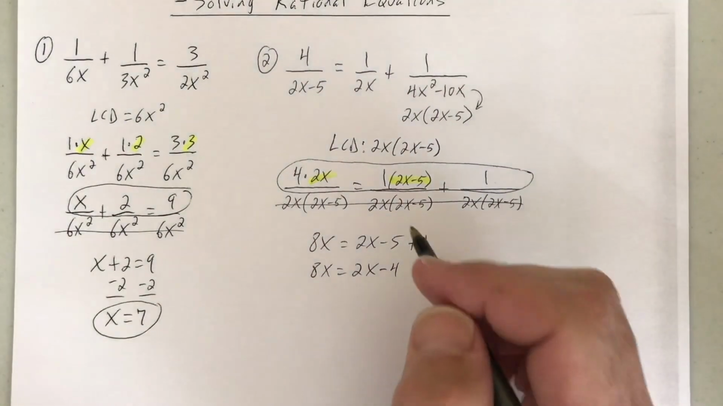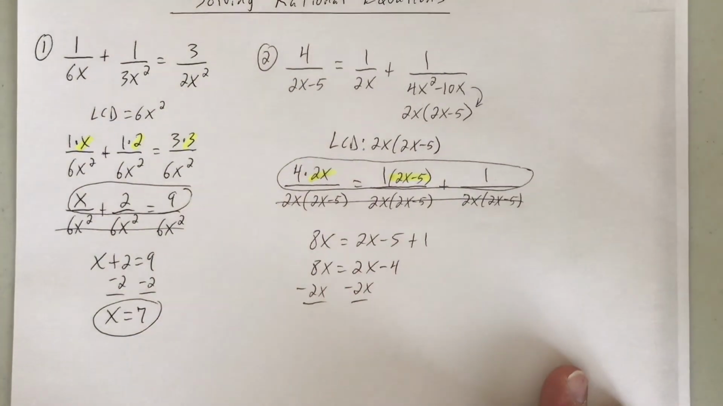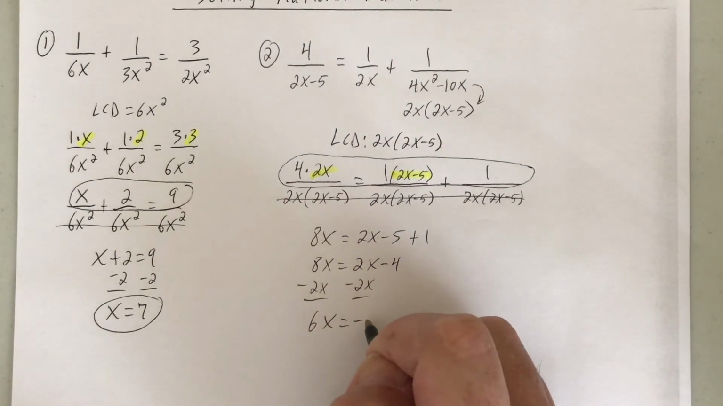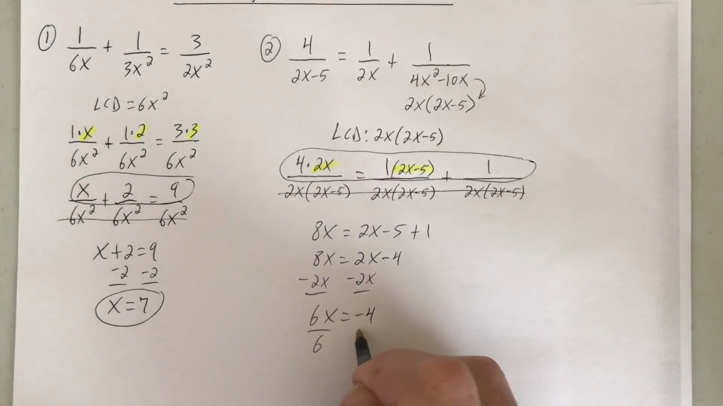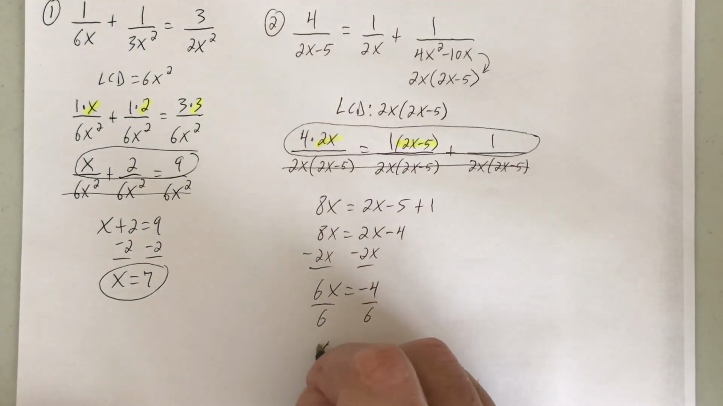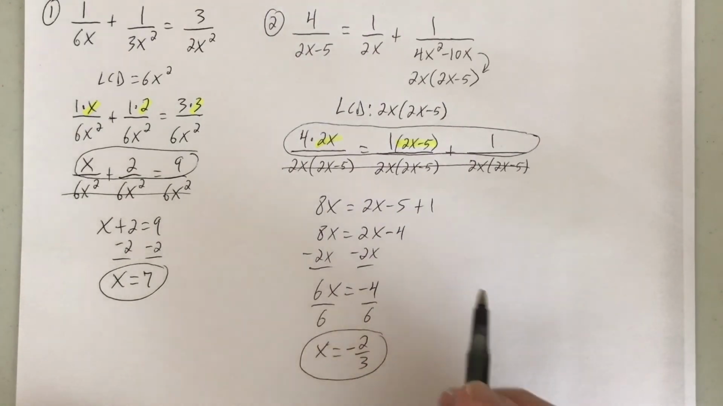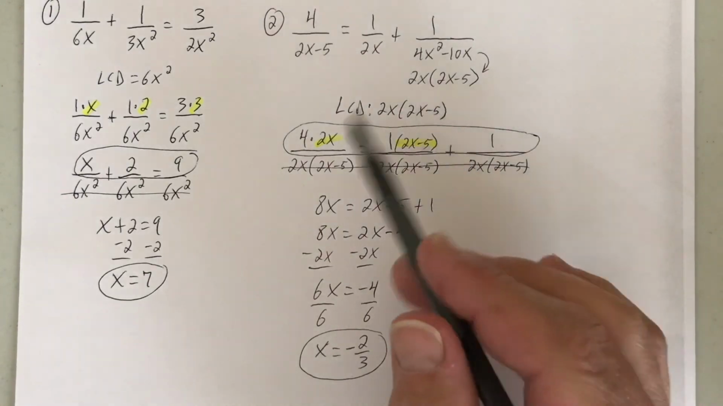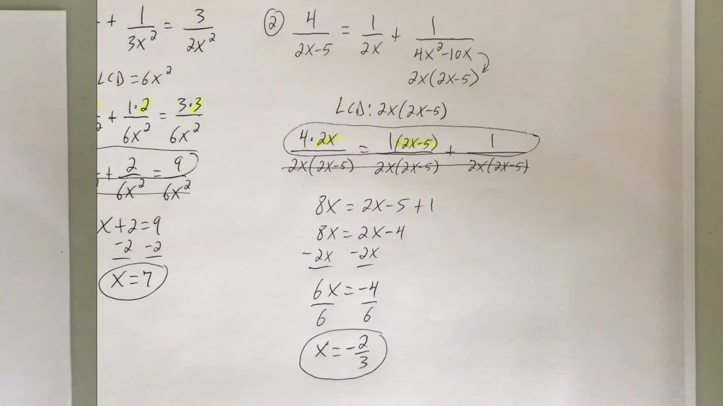And then I can go ahead and move the 2x over, so subtract 2x from both sides. So that's going to give me 6x is equal to negative 4. And then I can go ahead and divide both sides by 6. And then that is going to give me x is equal to negative 2/3. And again, this is true. We don't have to plug it in and check for extraneous solutions, because with the problems I'm doing, this would definitely be true.